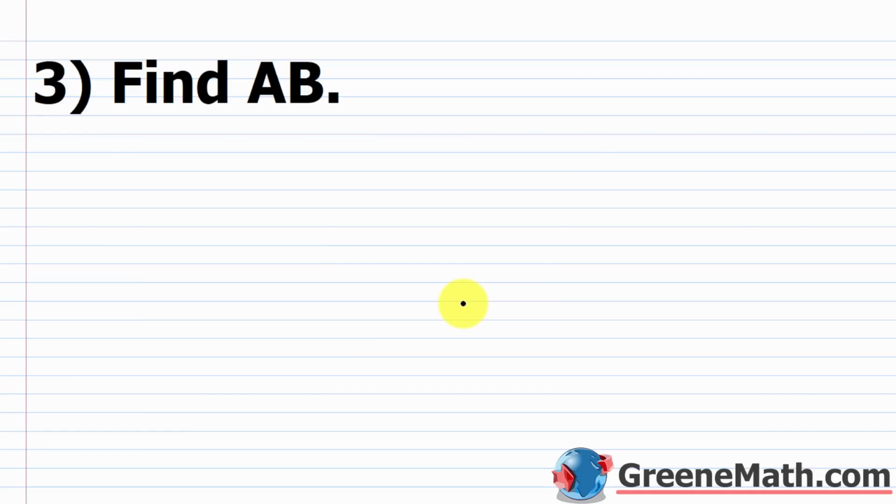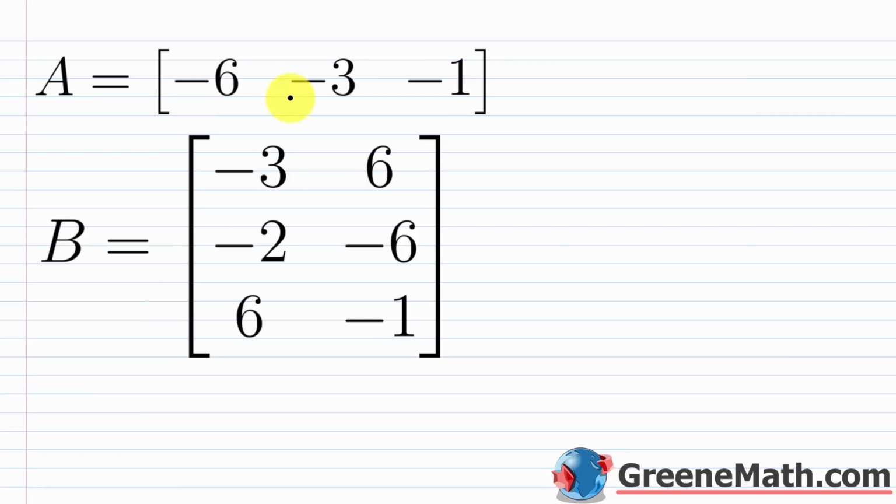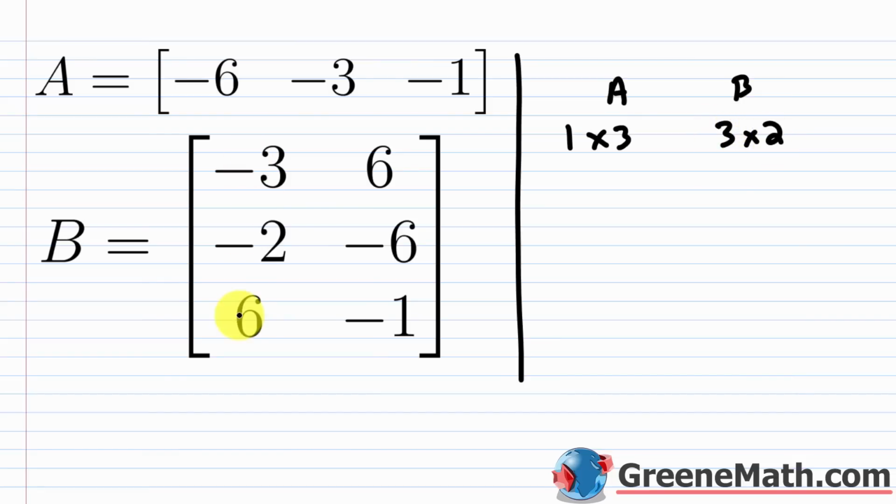All right, let's take a look at problem 3. So we're asked to find AB. So coming down here, this is our matrix A. So that's going to be a 1 by 3. Let me write this out. So our matrix A is a 1 by 3, 1 row and 3 columns. And then our matrix B is going to be a 3 by 2. Let me write that. So for matrix B, it's a 3 by 2. So 3 rows and 2 columns.